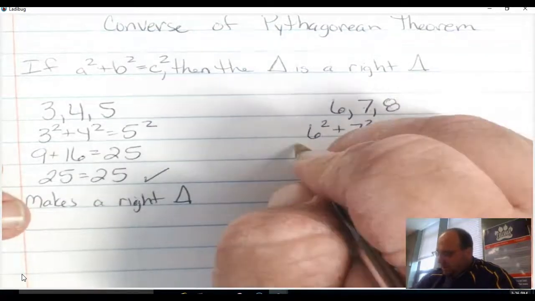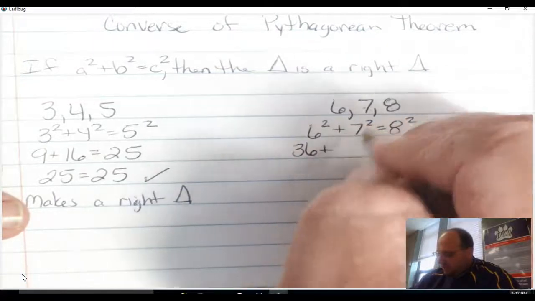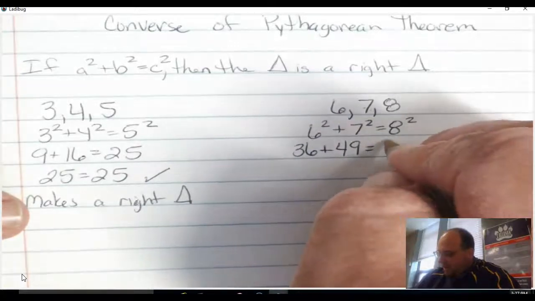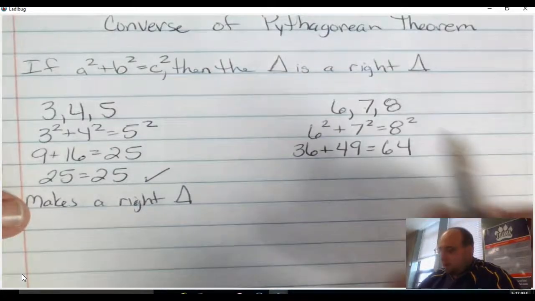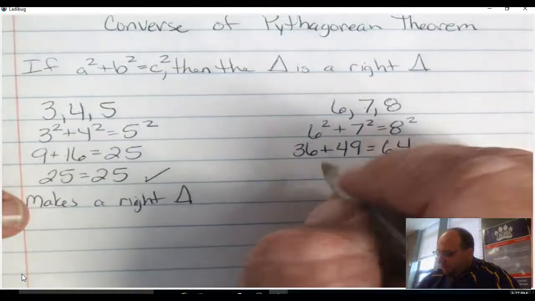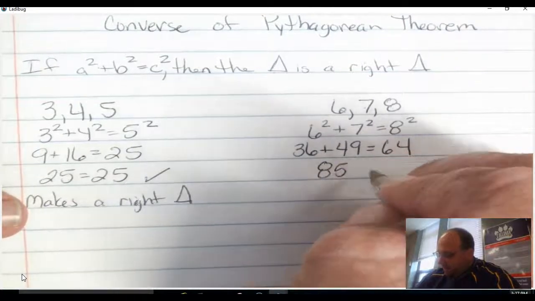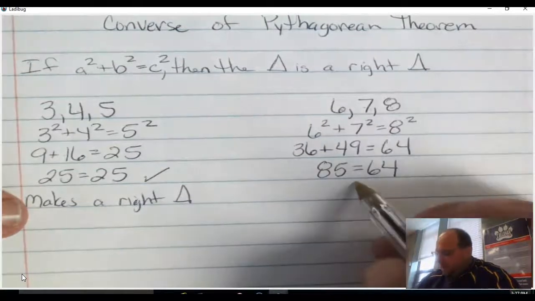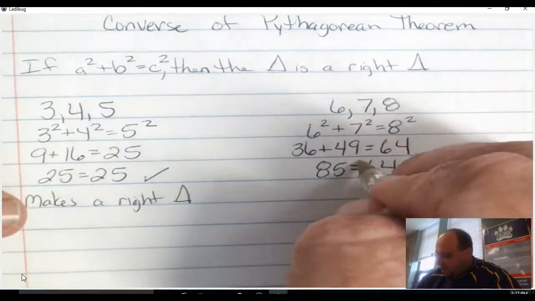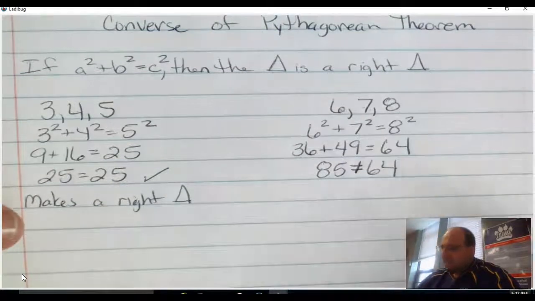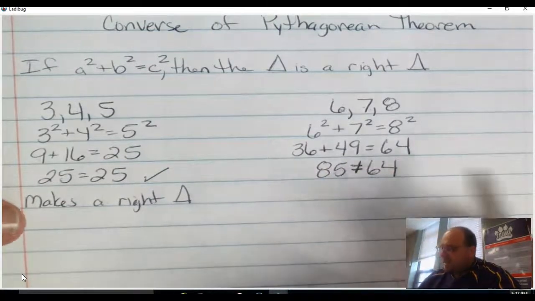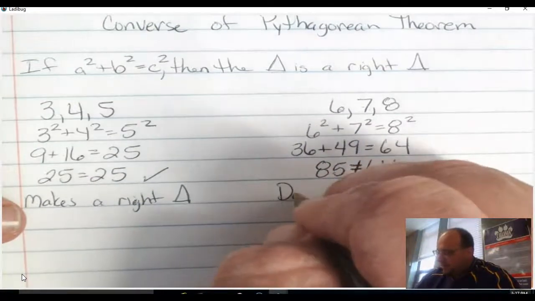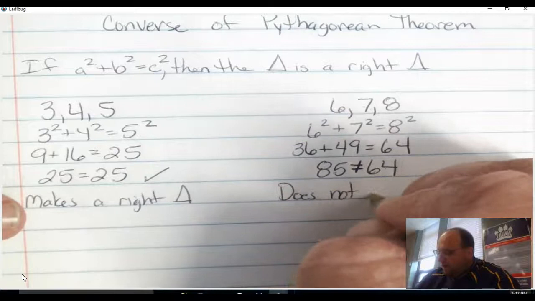6 squared is 6 times 6, which is 36. 7 squared is 7 times 7, which is 49. 8 squared is 8 times 8, which is 64. I'm going to simplify 36 plus 49, which is 85. So I end up with 85 equal to 64. 85 does not equal 64, so I'm going to put a not equal here. And as a result, since 85 is not equal to 64, this lets me know that this does not make a right triangle.